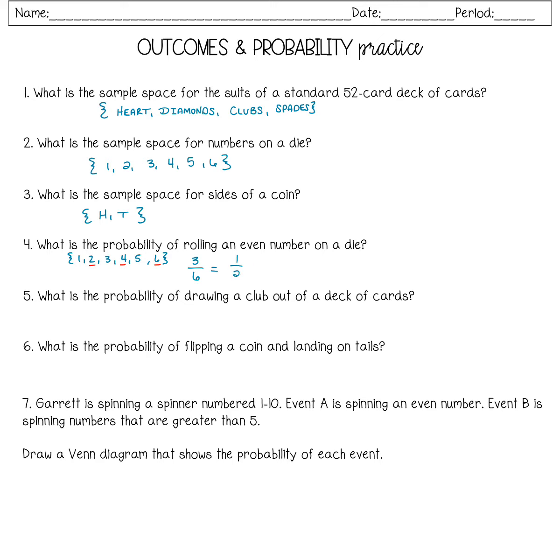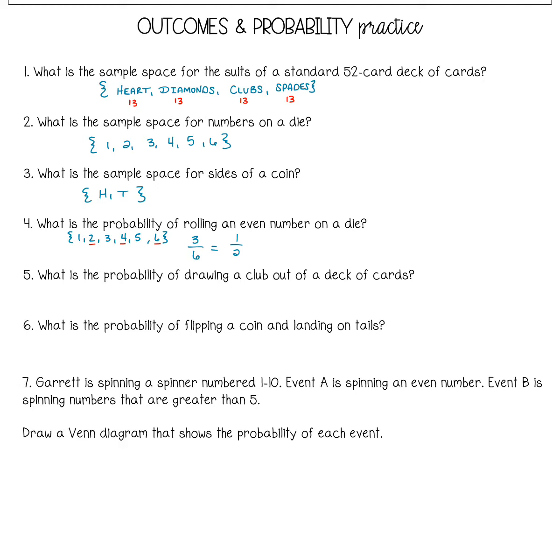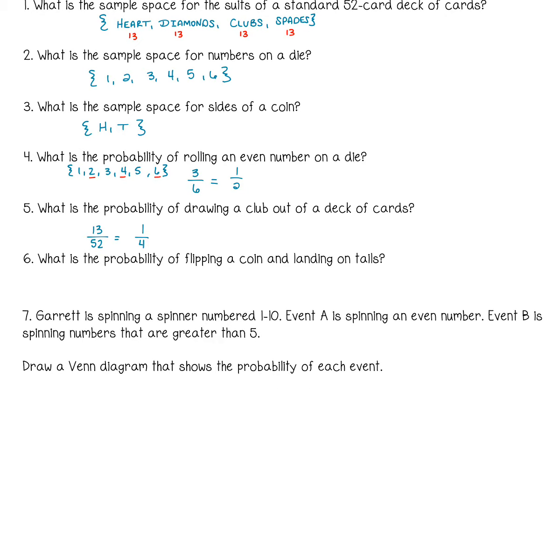Drawing a club out of a deck of cards. In case you guys were wondering, there's 13 of each suit. So I can pull a club, 13, 2 through king, or ace, sorry, out of 52 total, which reduces down to 1/4. Probability that I flip a coin and land on heads. Tails, my apologies. So that's 50-50, 1/2.